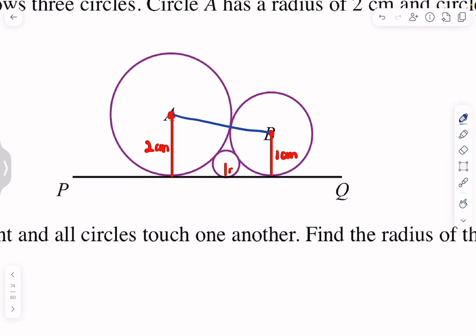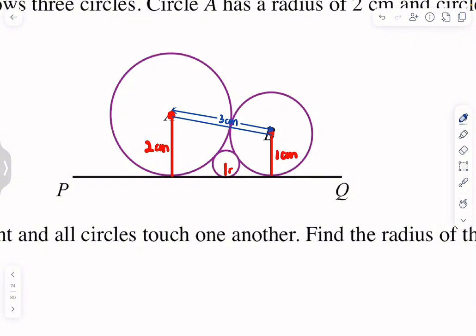First, what we can do is we can try to connect A and B, the centers of A and B. This will be the radius of circle A, which is 2 cm. And this will be the radius of circle B, which is 1 cm. So the whole thing is just 3 cm. From here to here.